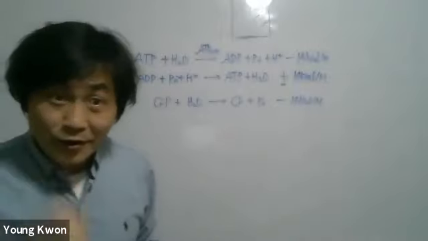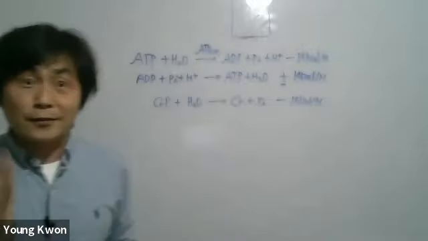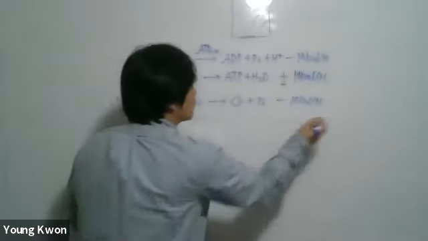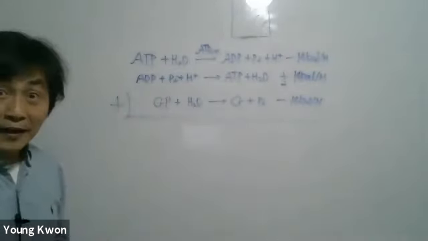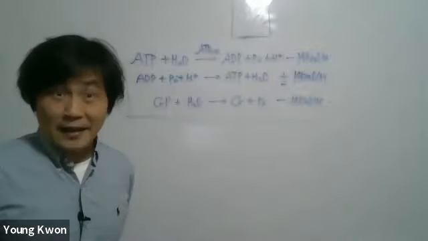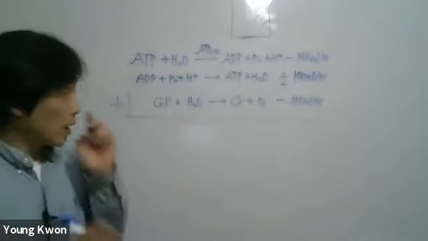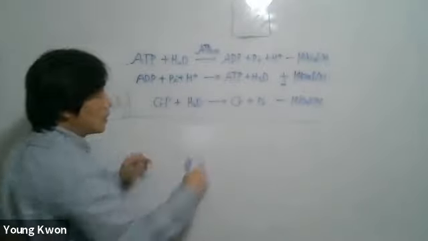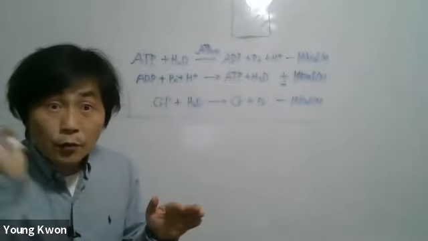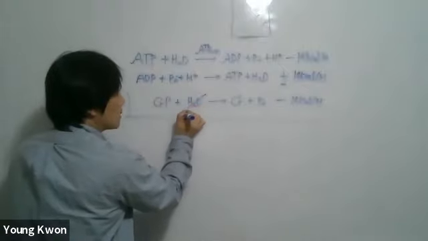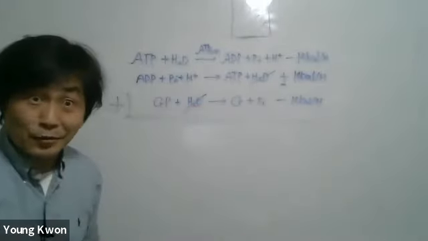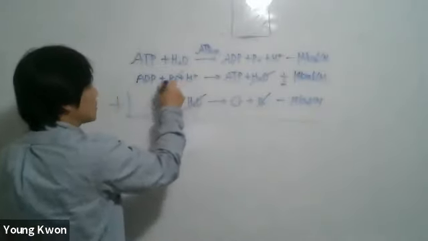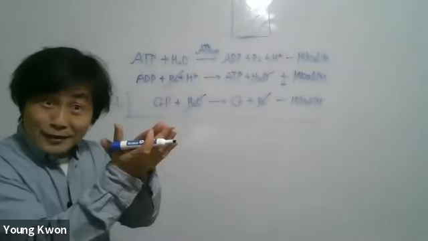And you already watched Hess's law, right? Hess's law, how can we do that? Hess's law lets us add these two reactions together. And another rule: if the same molecule is on the left side and the right side, we can cancel it out. So H2O cancels out, and inorganic phosphate cancels out. Wow, right? And I can add it together.